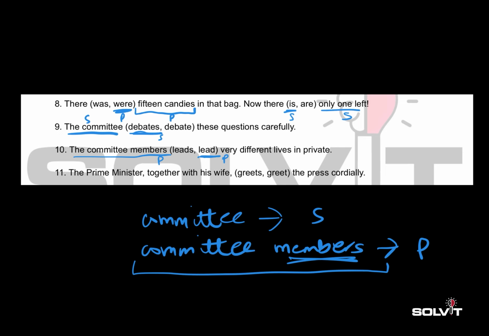Okay, again, so we studied this: whenever there's an extra phrase in the middle, we sort of just ignore it for a while, okay, and we read the rest of the sentence. So supposing there's only the prime minister over here, so what are we going to say? The prime minister greets the press cordially, right? Because this extra phrase has nothing to do with the subject. The subject of the sentence is still the prime minister, which is singular, right? The prime minister is one person, and therefore we will use the word greets. So the prime minister, together with his wife, greets the press cordially.